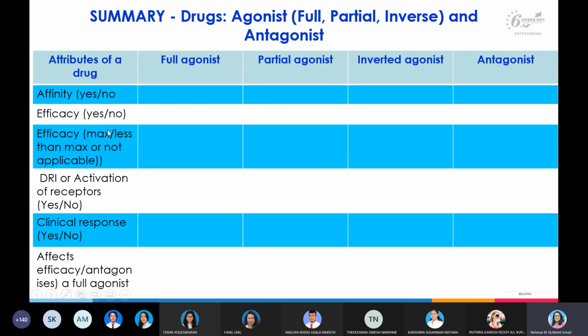Now, this is a table that I have drawn up for you, but I want you to fill it up. We won't go through this because it's everything that I've said before, and you can refer to your notes and fill it up. I'll go through the first one. Affinity, is it yes or no? Full agonist? Yes. Partial agonist? Yes. Inverse agonist? Yes. Antagonist? Yes, very good. So affinity is yes for all.